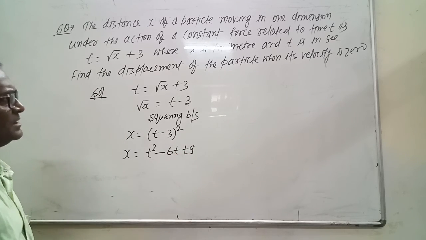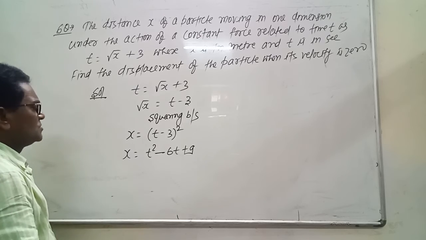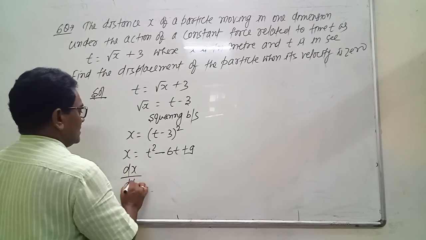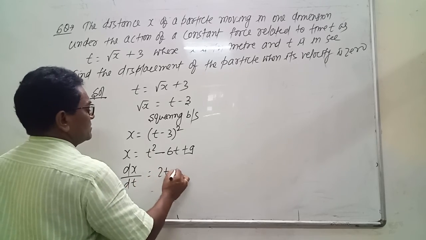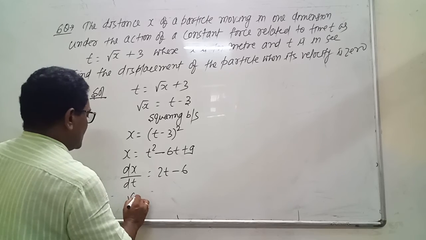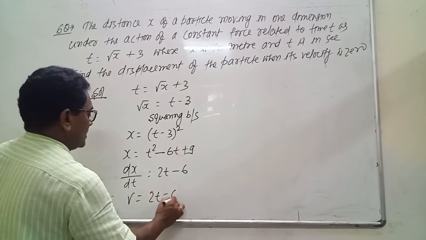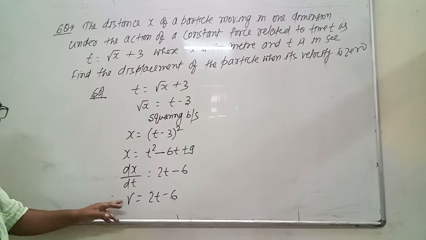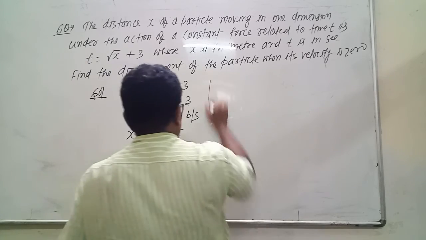Now find the instantaneous velocity. We have to differentiate, dx/dt. This becomes 2t minus 6. The differentiation of 9 becomes 0. So this gives the expression for velocity. And we have to find the displacement when its velocity is 0.